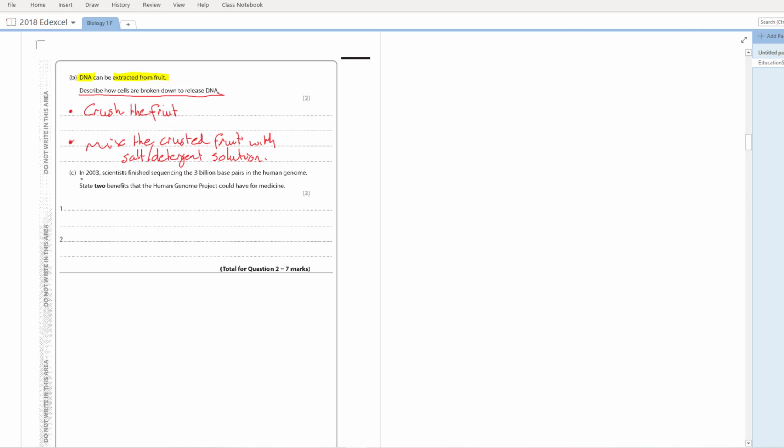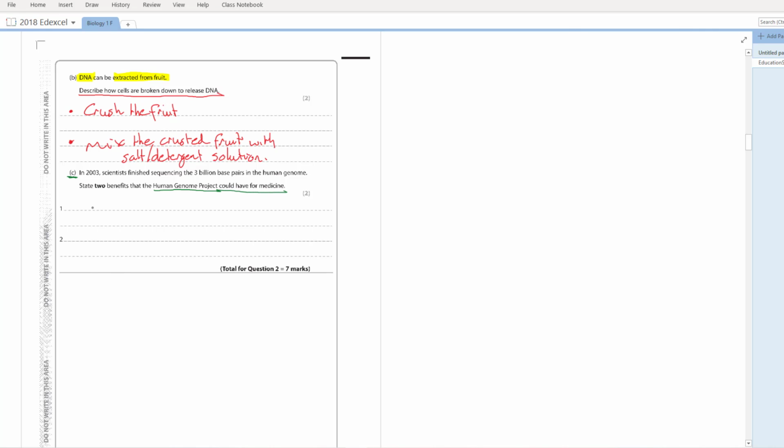Now, question C. This is the most difficult question we've had so far from question 2. The structure of the questions is that every single question starts off easy and then gets more and more difficult. It says, in 2003, scientists finished sequencing 3 billion base pairs in the human genome. State 2 benefits of the Human Genome Project could have for medicine. So they need to be linked into medicine.